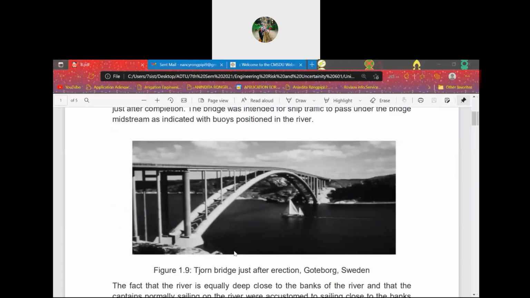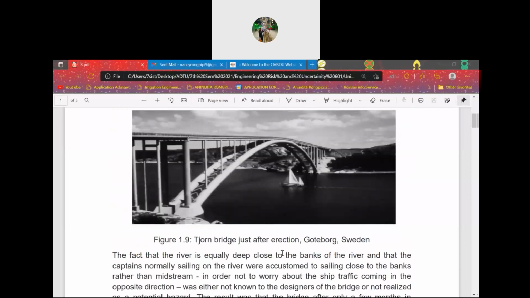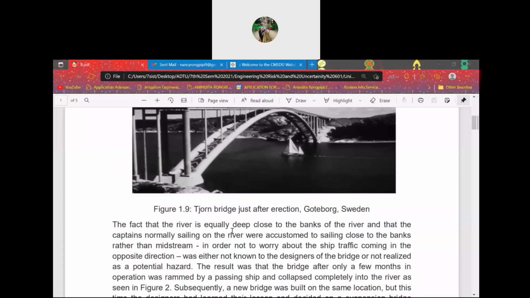This picture of the Jorn Bridge is just after erection at Göteborg, Sweden. The fact that the river is equally deep close to the banks, and that the captains normally sailing on the river were accustomed to sailing close to the banks rather than midstream, in order not to worry about the ship traffic coming in the opposite direction, was either not known to the designers of the bridge or not realized as a potential hazard.